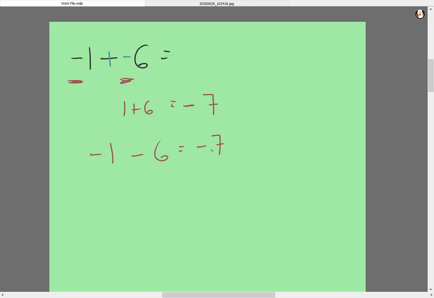And if you really wanted to, you could verify that by just counting down, right? We're at negative 1. Minus 6 means take away 6. So negative 1, negative 2, negative 3, negative 4, negative 5, negative 6, negative 7. We get to negative 7. Alright, cool. Let's look at the next one.